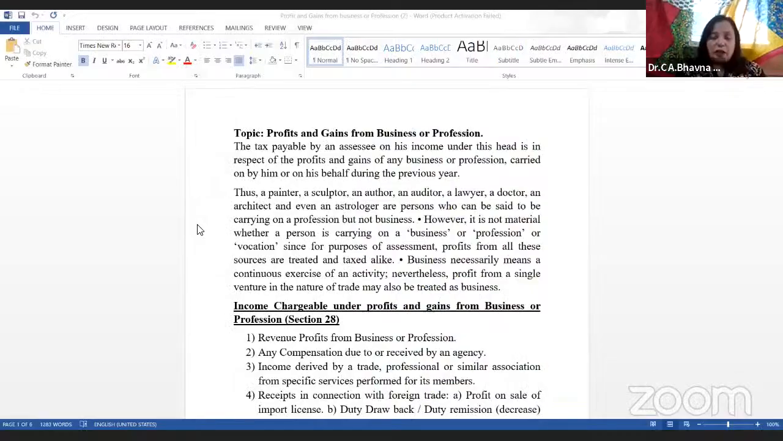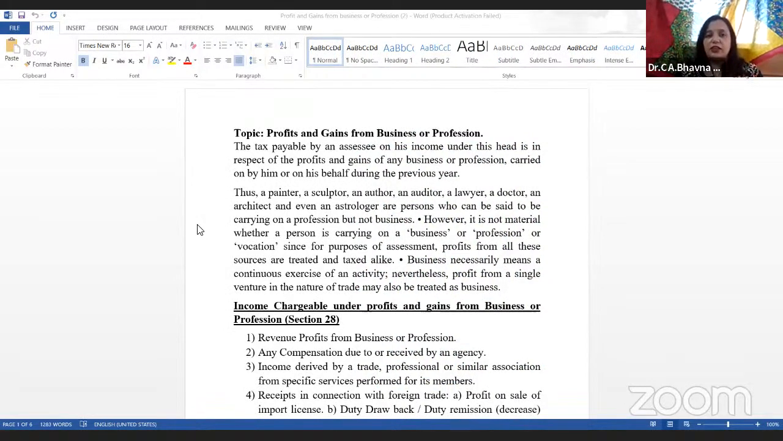Now coming to the third source, that is your income from business or profession. Just sharing with the screen. Yes, coming to the third important source where I'm expecting a full-fledged question for 20 marks.